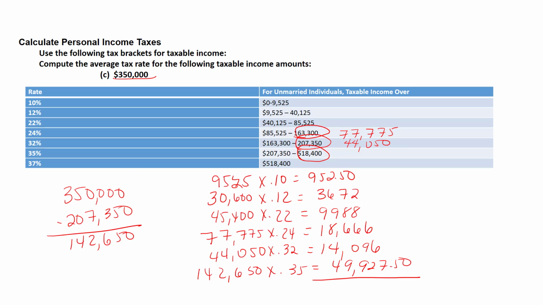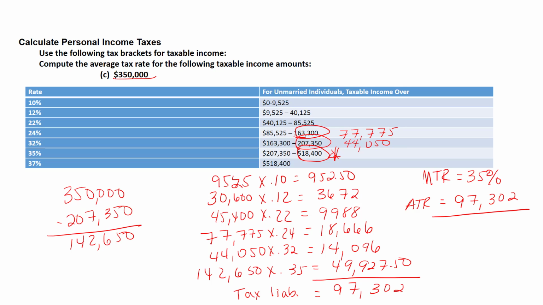We add these numbers together, and our tax liability is $97,302. So our marginal tax rate, if we made $350,001, where would it fall? It would fall in this bracket because we still have money left in this bracket. So our marginal tax rate is 35%, and our average tax rate is going to be our tax liability divided by our taxable income. So our average tax rate is 27.8%.